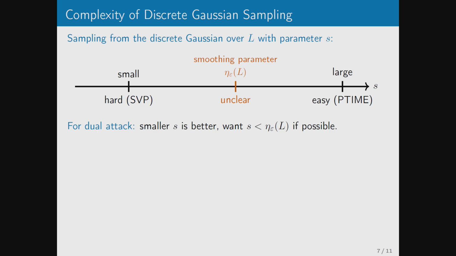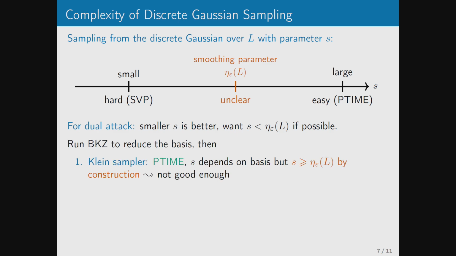And unfortunately, for dual attacks, the smaller s is always better. And ideally, if we are under the smoothing parameter, it's better in our attack. I don't have a good explanation for why, but the numbers just show that that's the case.